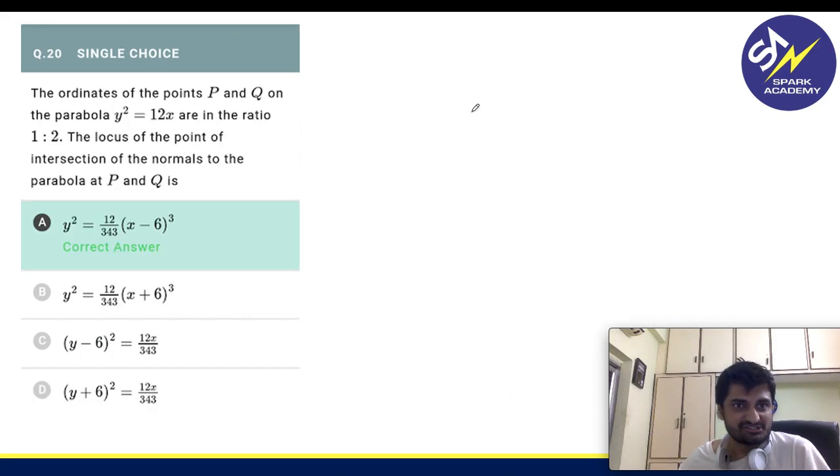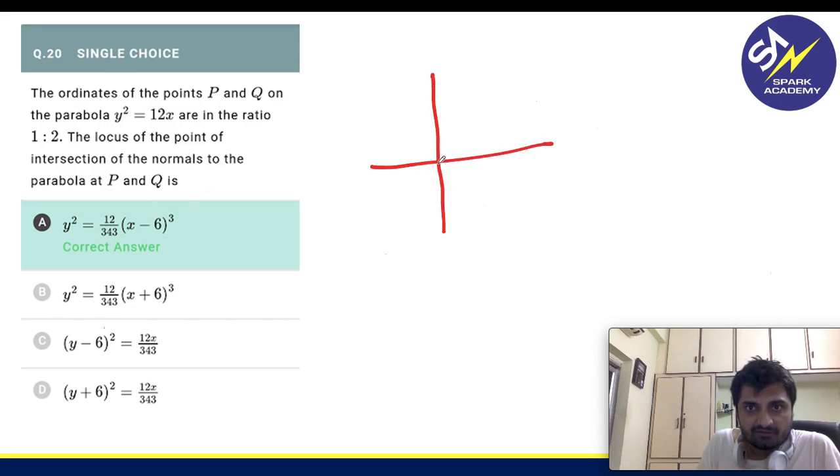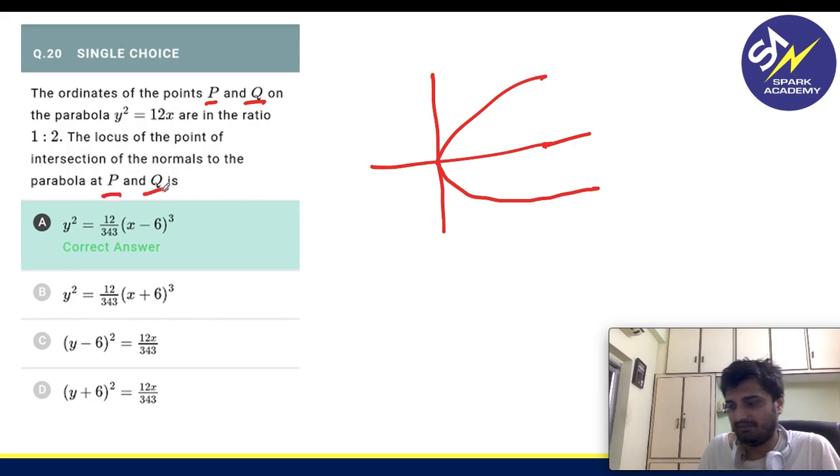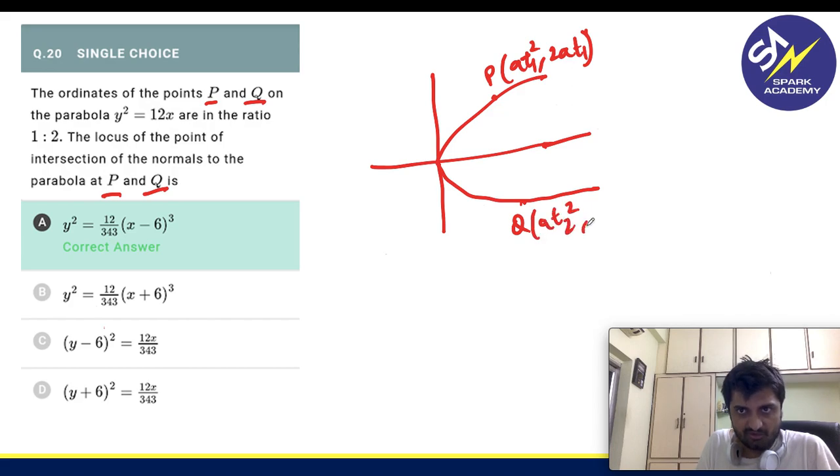Now look at the 20th question. The ordinates of the points P and Q on the parabola are in the ratio 1:2. Then find the locus of the point of intersection of the normals to the parabola at P and Q. So you can draw a parabola like this. Okay, so any points P and Q I can take. P I'll take as (at1², 2at1). Q I will take as (at2², 2at2). These are any 2 points on the parabola, right?